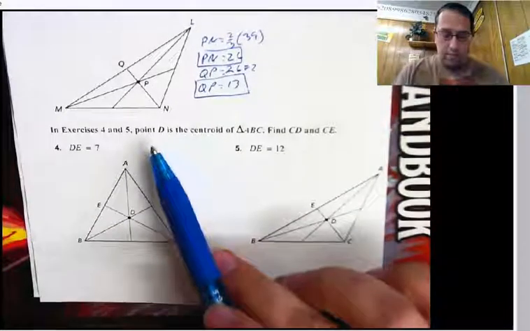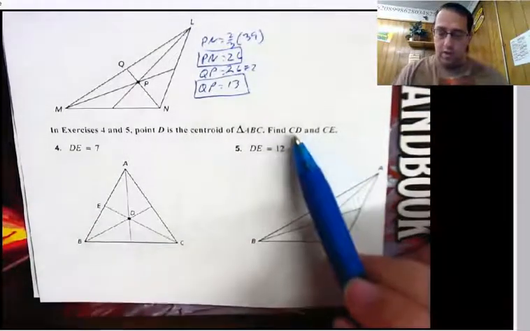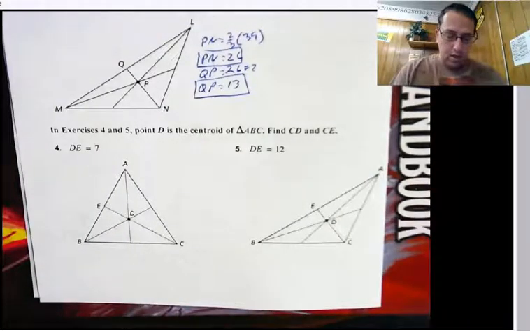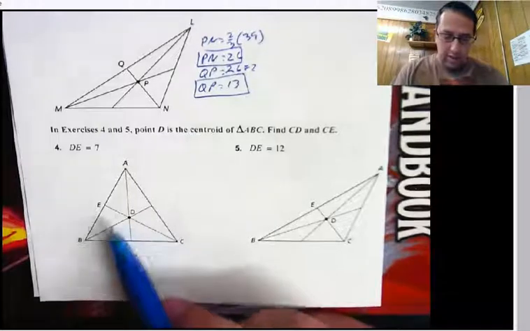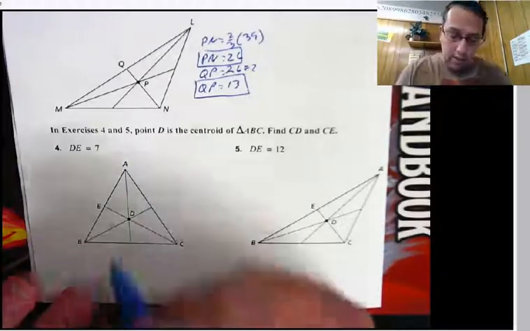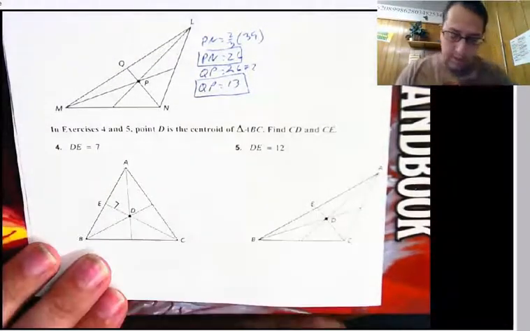Here it tells us point D is the centroid, and we need to find the length of CD and the length of CE. Alright, so it gives us DE. So this time it's not giving you the length of the whole thing. This time it's only giving you the length of the midpoint side. So the midpoint side here is 7.